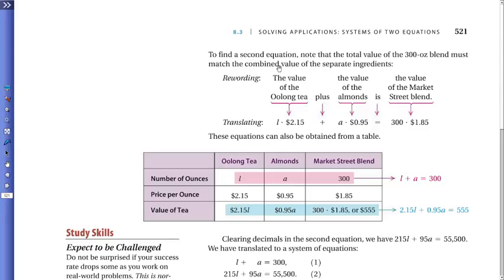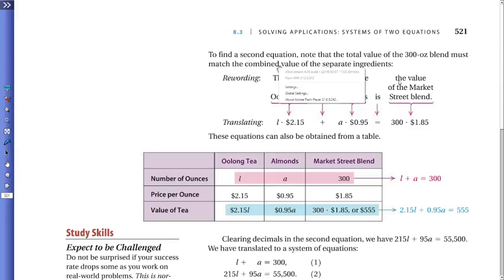They say, if I knew how many ounces of oolong tea I had, I would take that times $2.15, and that would give me the price for the oolong tea. And the same with my sliced almonds. So if I knew those two values, I would come out with a number. Well, what would that number add up to?